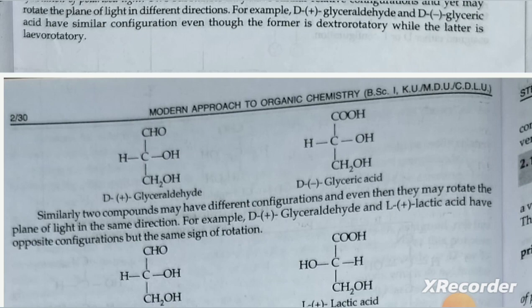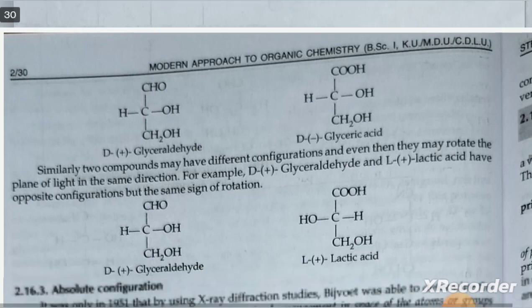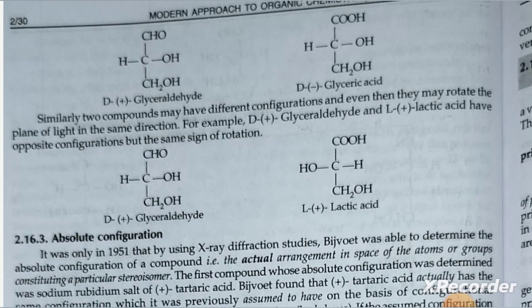Similarly, two compounds may have different configurations and even then they may rotate the plane of light in the same direction. For example, D(+)-glyceraldehyde and L(+)-lactic acid have opposite configuration but the same sign of rotation.